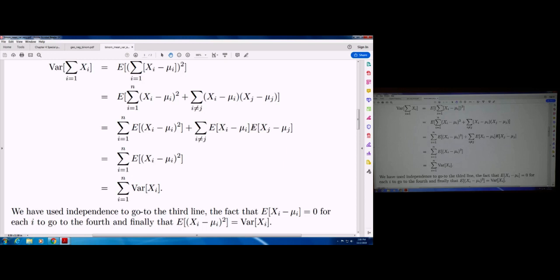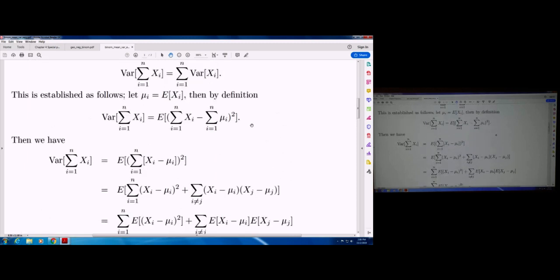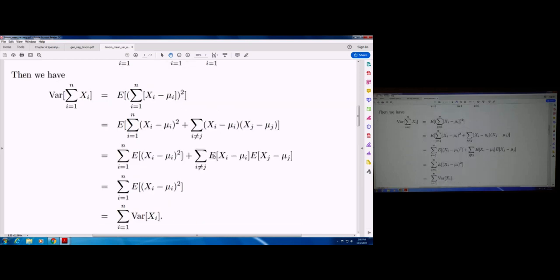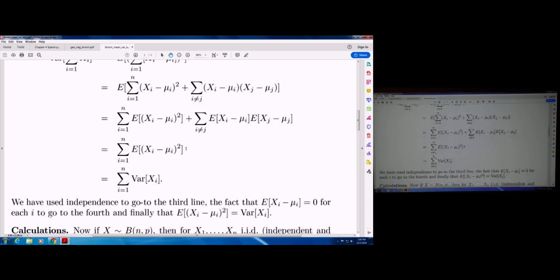Now what do we do? The key point is, remember that we have said from the beginning that mu i is the expectation of Xi. So if I look at this term, the expectation of Xi minus mu i is equal to 0 for any i, and respectively this is obviously equal to 0 for any j. So this entire term here is 0. So that gives us this.